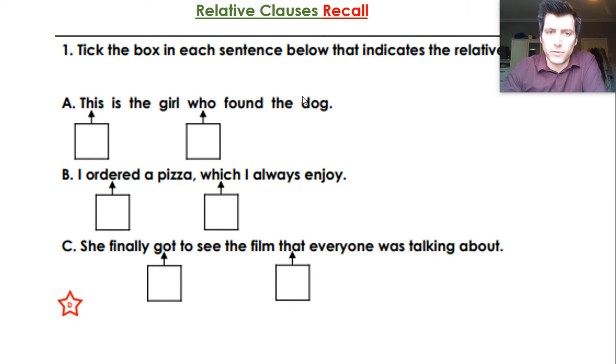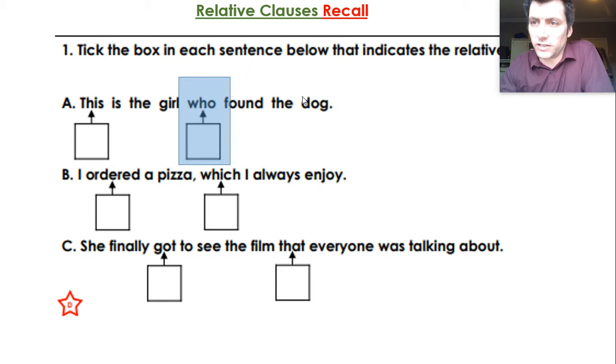Okay. Many of you will have spotted that who is one of our 5 relative pronouns. So who found the dog? This is the girl. Could have been a sentence on its own. This is the girl. Full stop. But this is the girl who found the dog. So the additional information is carried within that relative clause.